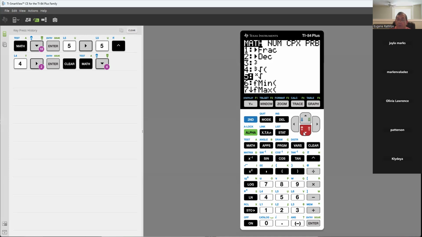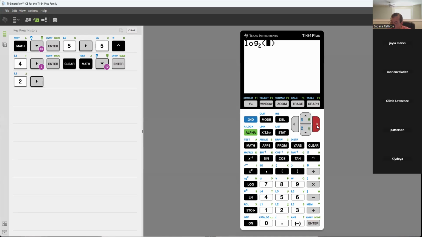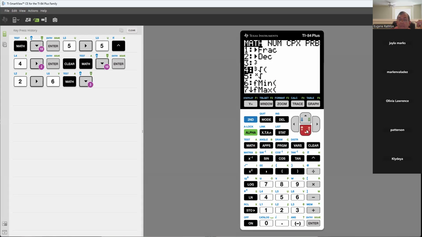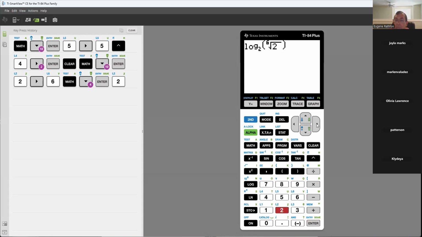So first, I'm going to go down and get the log base, enter. I had a base of 2. And then this was a 6th root of 2. So when you want to use the x with the radical, you first got to put in the index, which is the 6. And then you go math, go down to number 5 with the x and hit enter. And see, it makes that 6 look like the index of the radical. And then you put in your 2.